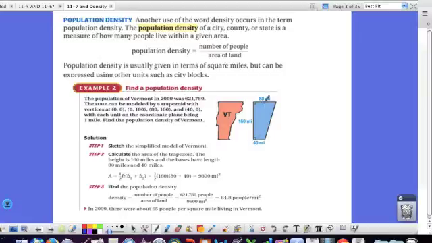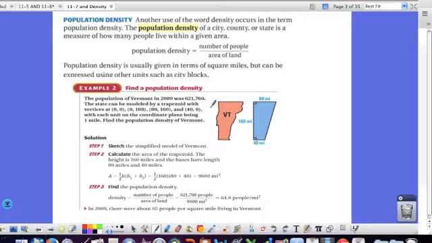These are the two bases, the parallel bases, 40 miles and 80 miles. And we're going to use the trapezoid formula, base 1 plus base 2 times height divided by 2, to get that the area of the state of Vermont is about 9,600 miles squared. So if we take the number of people and divide it by the number of miles squared, we get 64.8 people per mile. So in 2009, there were almost 65 people per square mile living in Vermont.